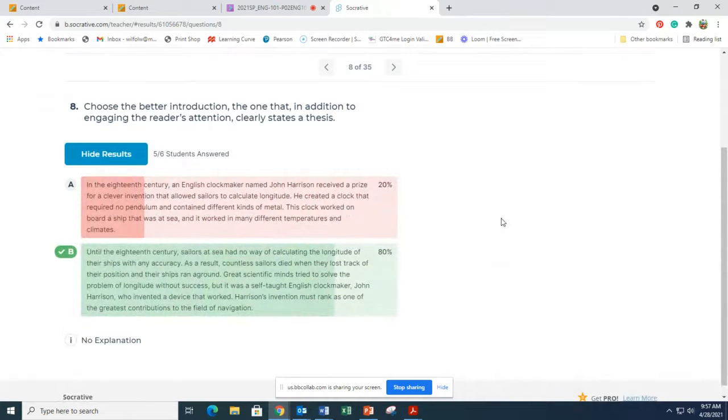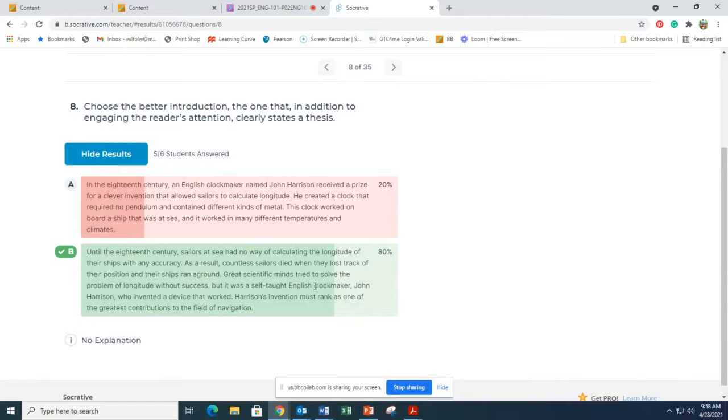Yeah, B is definitely the better way to go because it gives interesting background information, right? I mean, I think it sounds interesting. I didn't know those things. I never really thought about the idea of sailors like, well, we're just going to go out there and hope that this all works, you know? It's kind of a terrifying prospect.